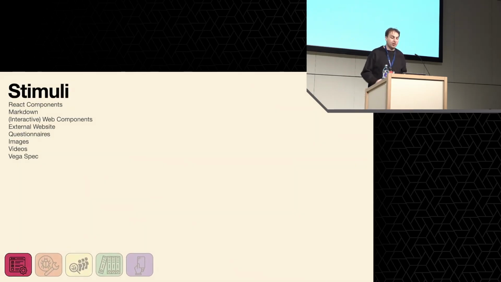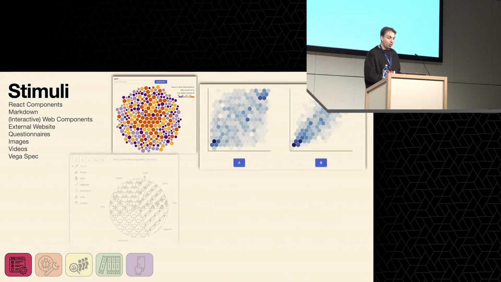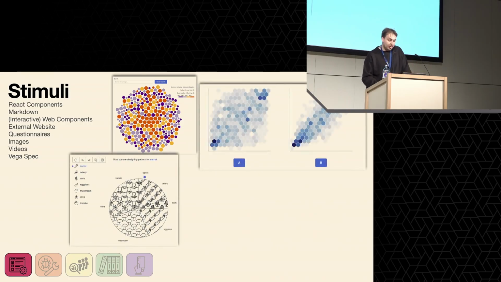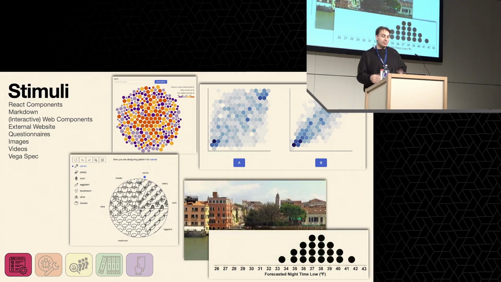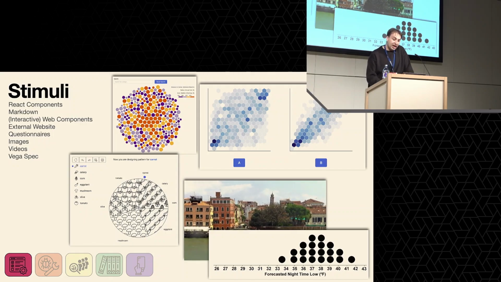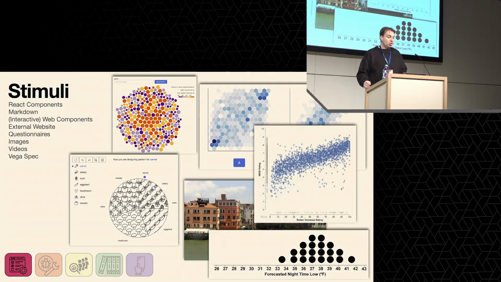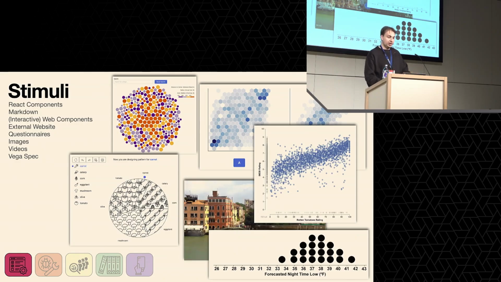And for experiment design, the first thing I want to talk about is the stimulus. reVISit has many options for experiment stimulus. The most direct one is via React components, as reVISit itself is built in React. But we also support any web component, and external websites can be embedded via iframes. We also have support for Markdown and images and videos. And as a tool for the Viz community, we support Vega directly in our config.